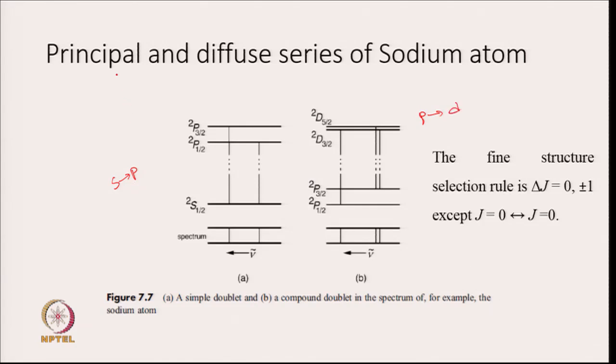Since it is going to be in P, this one corresponds to the principal series, and this corresponds to your diffuse series. The selection rule is delta J equal to 0, plus or minus 1, except J equal to 0 to J equal to 0 is not allowed. You can see here 2s1/2; we saw that 2s has only one term, whereas 2p has 2 terms due to spin orbit coupling. So, 2p1/2 and 2p3/2, and from here to here there is a possibility because delta J is 1, and here to here is a possibility because delta J is equal to 0.